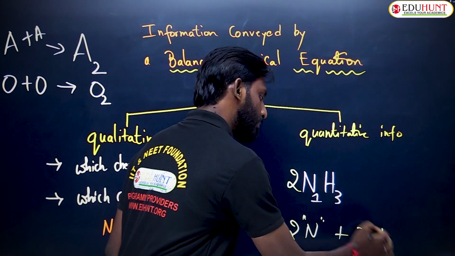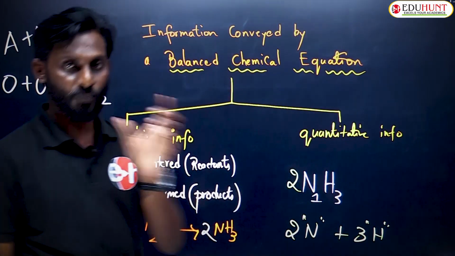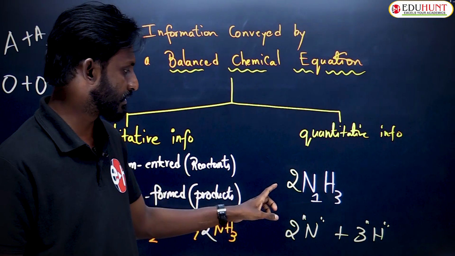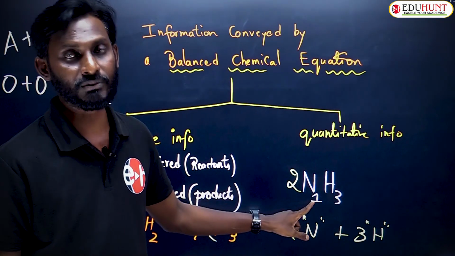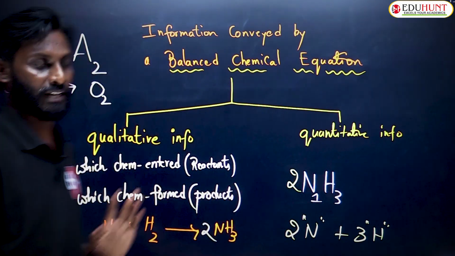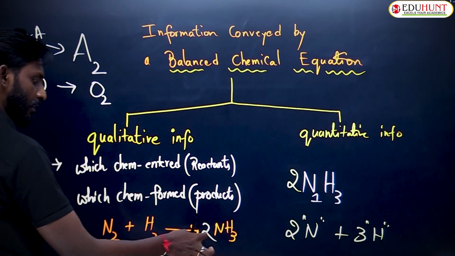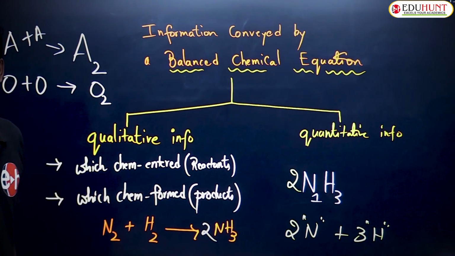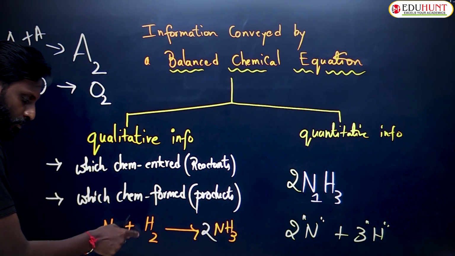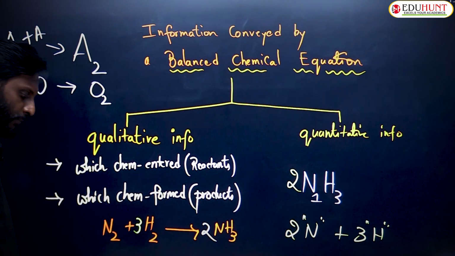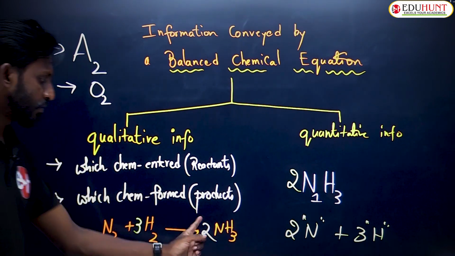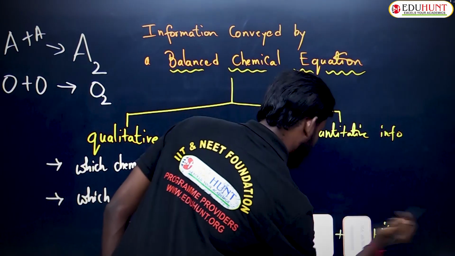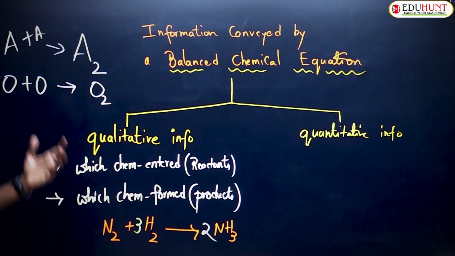3 hydrogen atoms. That means there are 2 molecules, right? In these 2 molecules, there are 2 nitrogen atoms and 2 3s are 6 hydrogen atoms. But those 6 hydrogen atoms have to be shown on this side. So I'll write 3 here. So 3 2s are 6 hydrogen, 2 3s are 6 hydrogen, like that.